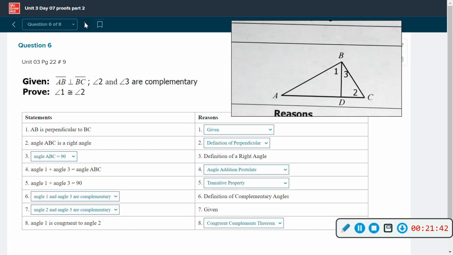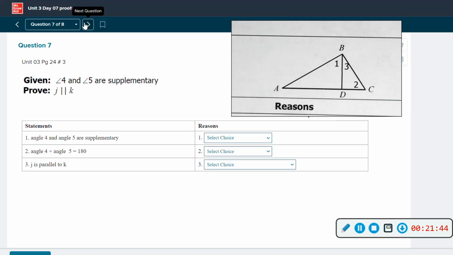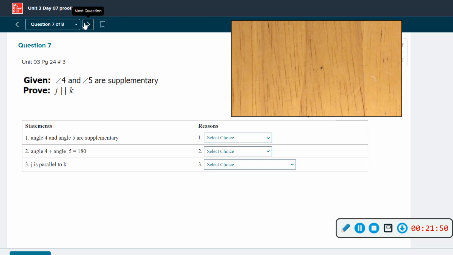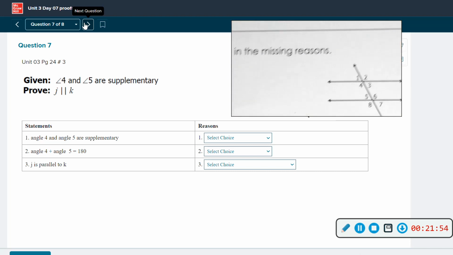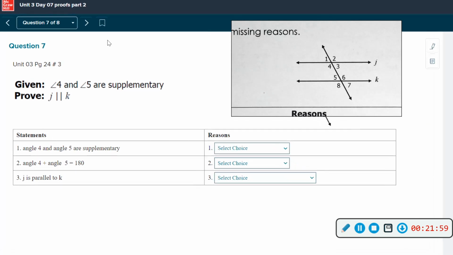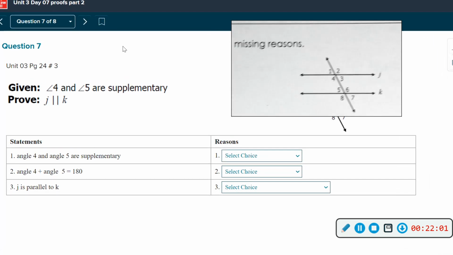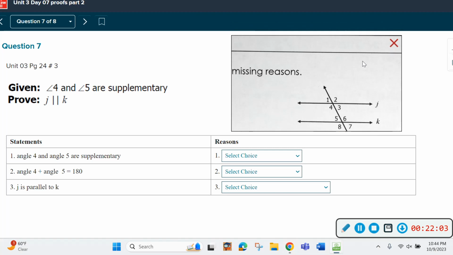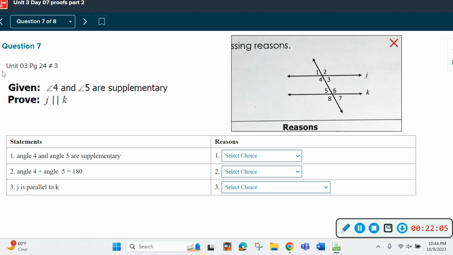All right, awesome. We're getting close to being done here. So 2 more problems. Now we are on page 24, number 3. See if I can zoom in just a little more. Awesome. Okay, so we're on page 24, number 3. We always start with our givens first.